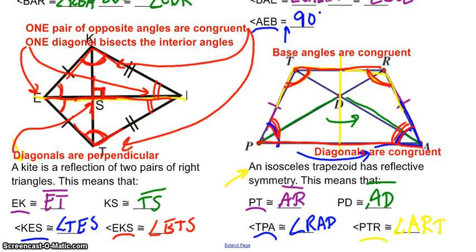And one last thing we can notice here is that in an isosceles trapezoid, the diagonals are congruent. Now they don't cut each other in half, but this diagonal, this part and that part, will be congruent to this diagonal, that part and that part. Now, like I said, they don't cut each other in half, they don't bisect each other, which means that those two halves of the diagonal are not congruent. But as a whole, this diagonal is the same length as this diagonal, again, because of this reflective symmetry.